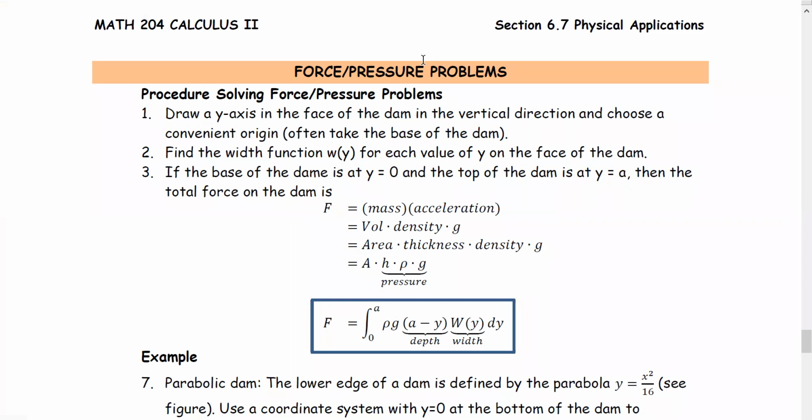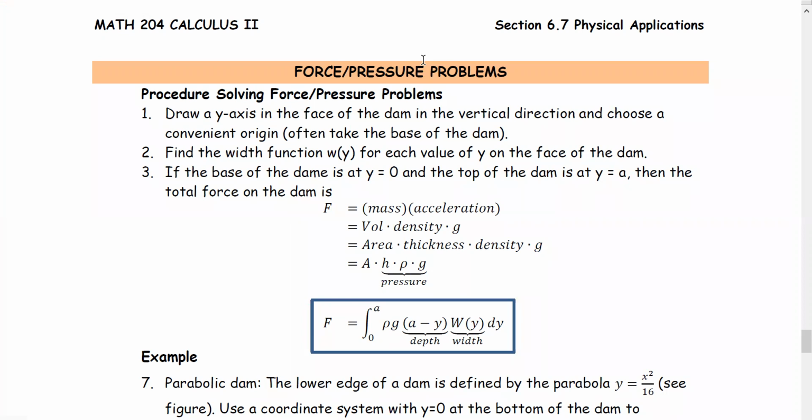Force or pressure problems. Procedure to solve force or pressure problems. Number 1. Draw a y-axis in the face of the dam in the vertical direction and choose a convenient origin. Often take the base of the dam. 2. Find the width function W of y for each value of y on the face of the dam.